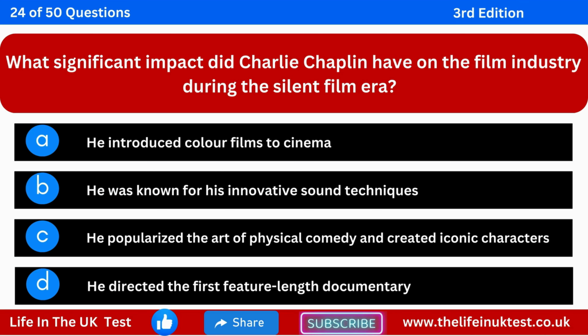What significant impact did Charlie Chaplin have on the film industry during the silent film era? Option A: He introduced color films to cinema. Option B: He was known for his innovative sound techniques. Option C: He popularized the art of physical comedy and created iconic characters. Option D: He directed the first feature-length documentary.